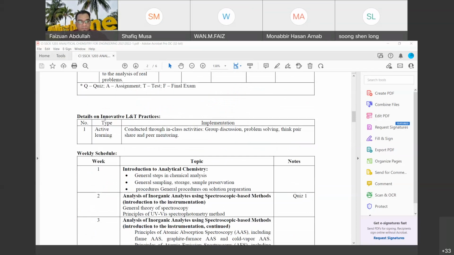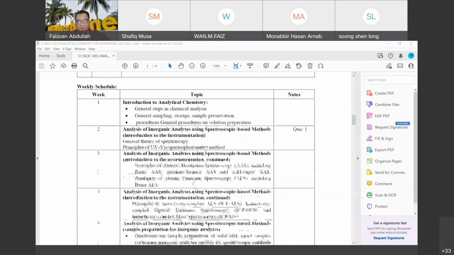As I told you, for innovative learning and teaching practice, we will have some active learning activities such as group discussion, problem solving, think-pair-share, experimental, and I have my own methods in active learning that I will introduce to you in our class after this.